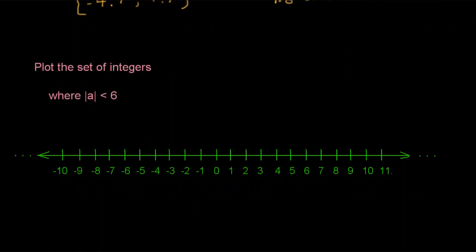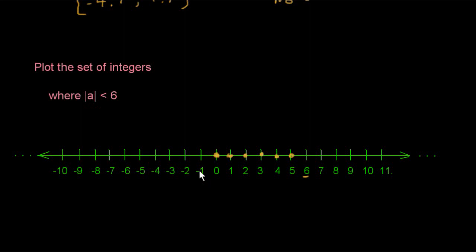Next, we would like to plot the set of integers where the absolute value of a is less than 6. Well, 0, the absolute value of 0 is less than 6. So is the absolute value of 1. And so is the absolute value of 2. All of these, the absolute value of 3, that's less than 6. And notice these are all of a distance less than 6 from 0.